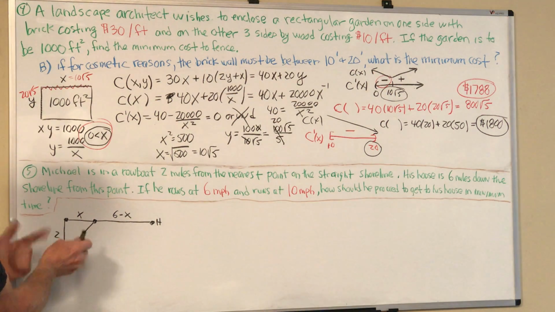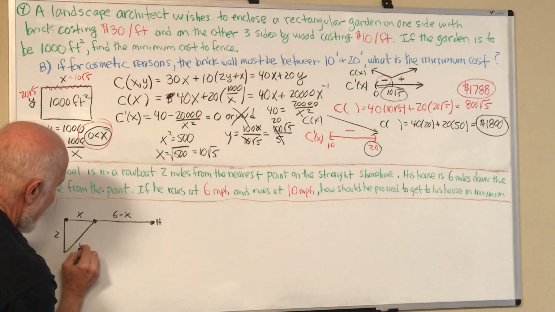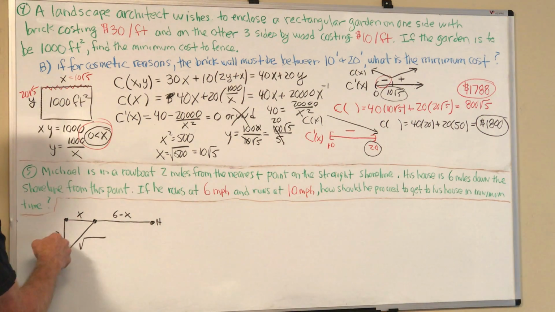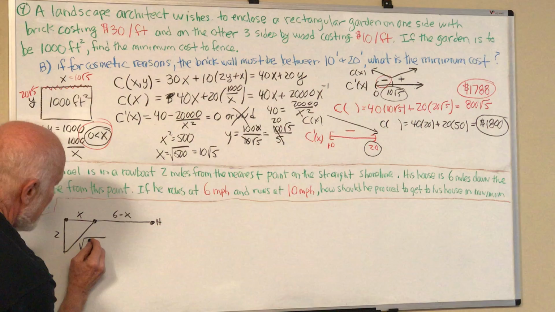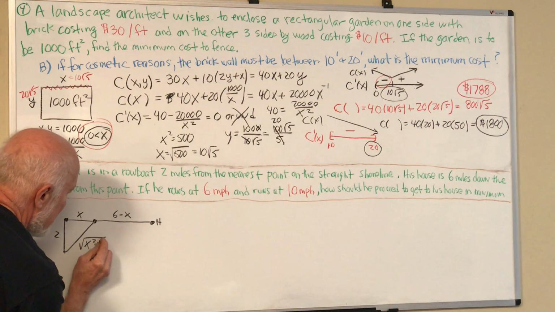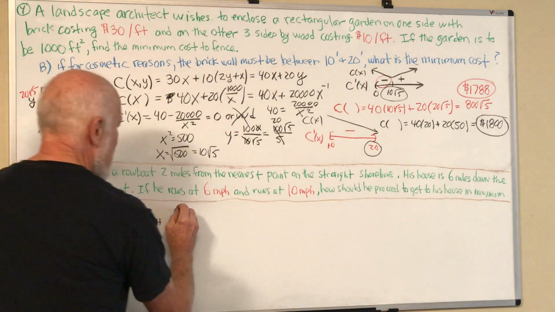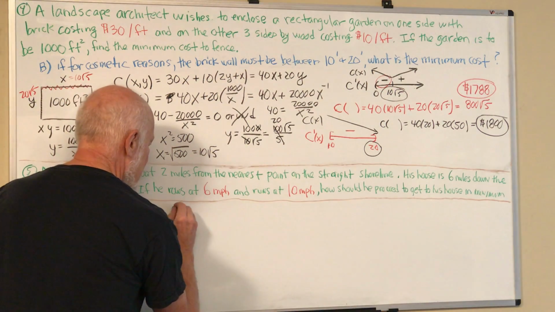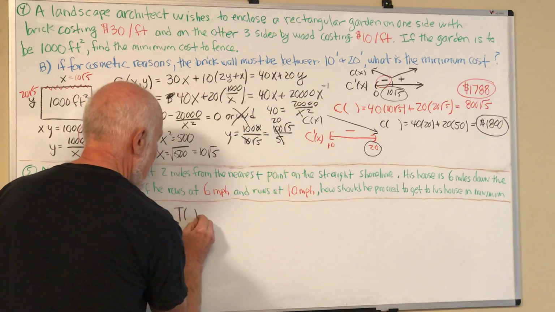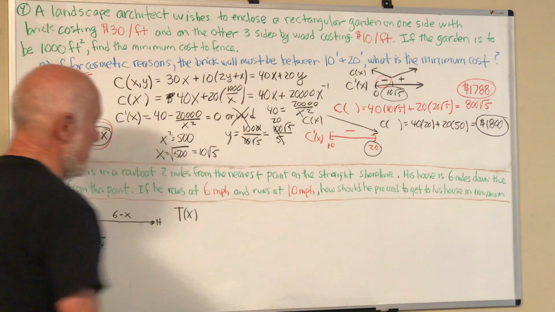Well, we've got Pythagorean's theorem. So this side, x squared plus this side squared, you take the square root of it, and the hypotenuse is going to be the square root of x squared plus 4. So now we're going to minimize time. And it's only going to depend on x.